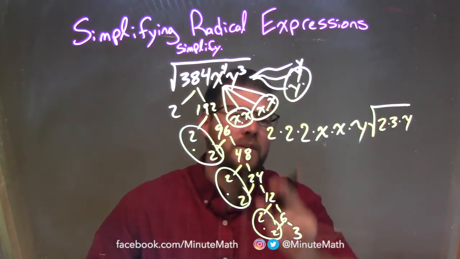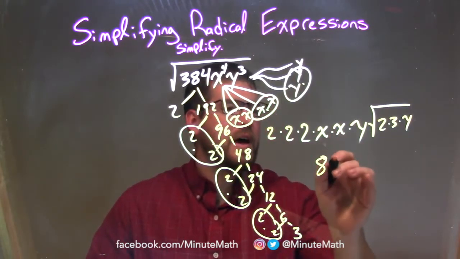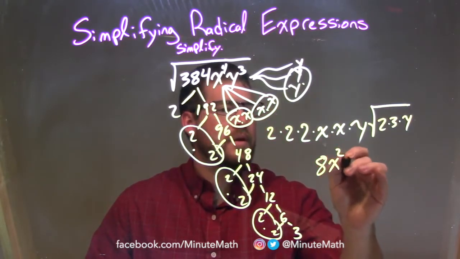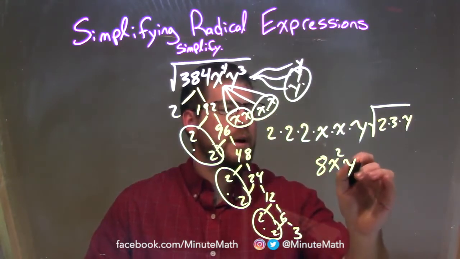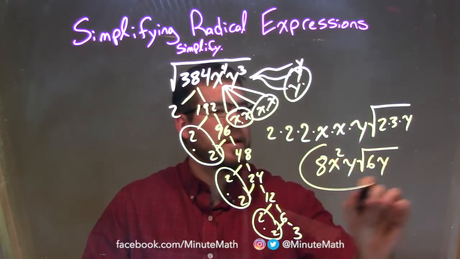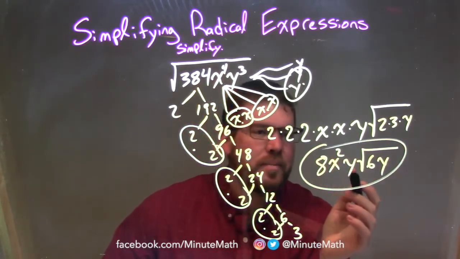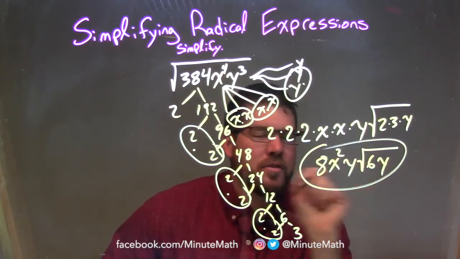So now let's simplify. 2 times 2 times 2 is 2 times 2 is 4, times 2 is 8. So we have 8. X times x is x squared. So we have 8x squared y times the square root of 2 times 3, which is 6, and then y is just left by itself. And there we go. Our final answer when we simplified this was 8x squared y times the square root of 6y.